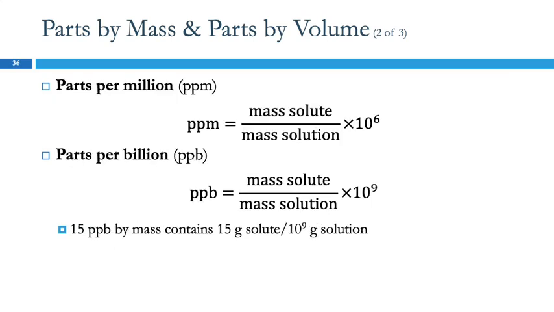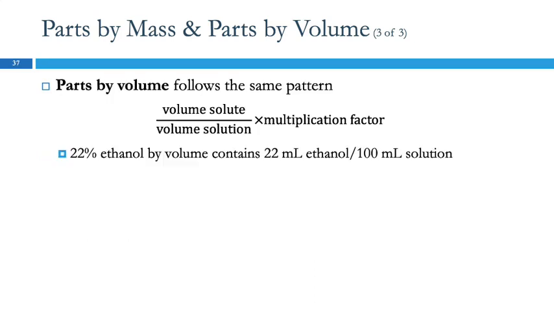Parts per million, parts per billion. So for example, 15 parts per billion means 15 parts, 15 grams per billion parts. And so you could use grams here as the unit, you could use pounds, or any mass unit you want, because when you divide them, the units cancel out. Parts by volume: 22% ethanol by volume means 22 milliliters of ethanol in 100 milliliters of solution.